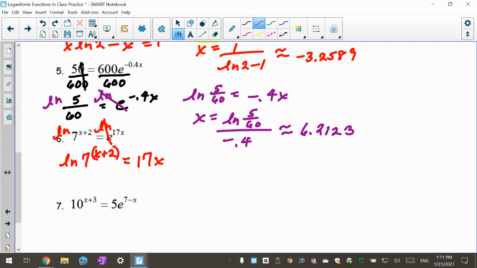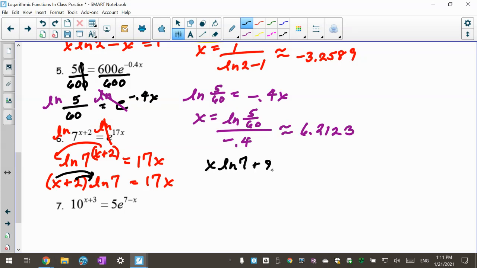Now, when I bring that down front, it's a binomial. And what I want you to do is we're going to distribute through that binomial so we can solve for this. Okay? So now I'm going to distribute here. I'm going to do x times this and 2 times that. So I have x natural log of 7 plus 2 natural log of 7 equals 17x. So I'm getting better here.